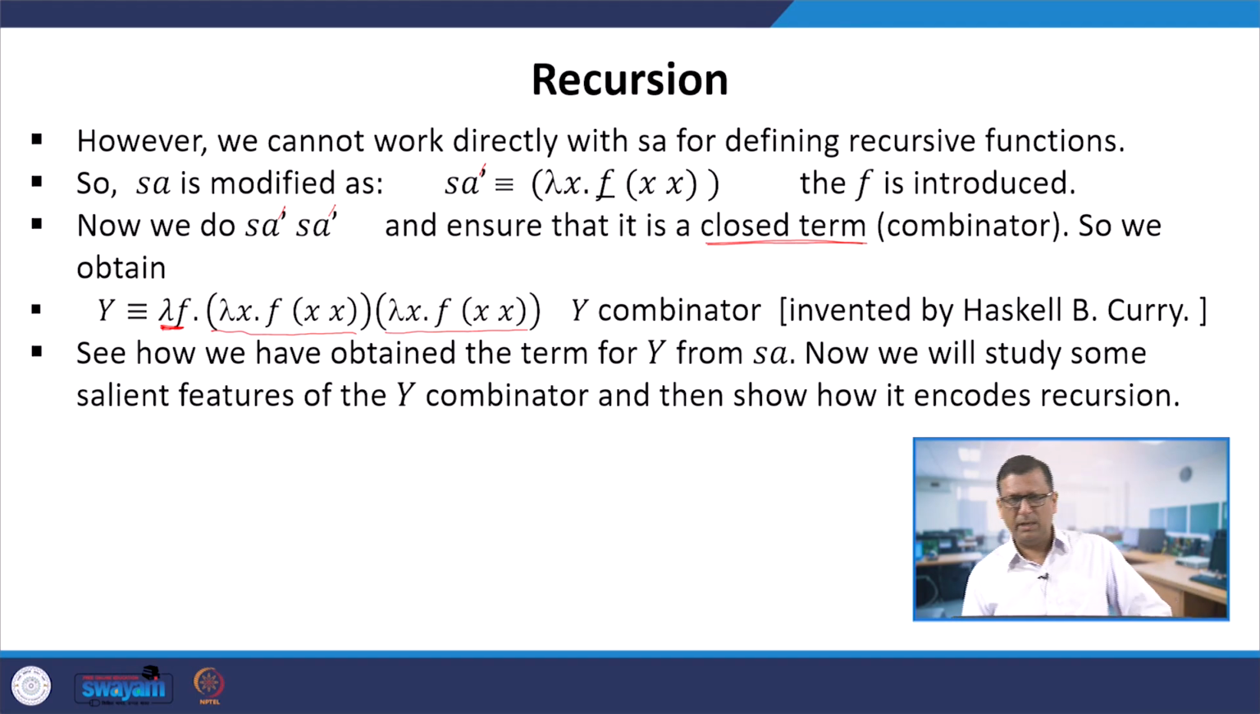This was invented by Haskell Brooks Curry. See how we have obtained the term Y from SA. The starting point was SA. We made a very small modification and got SA prime. Then we made the free variable bound and got a combinator that is called the Y combinator. This will be very helpful for us to design recursion in lambda calculus.